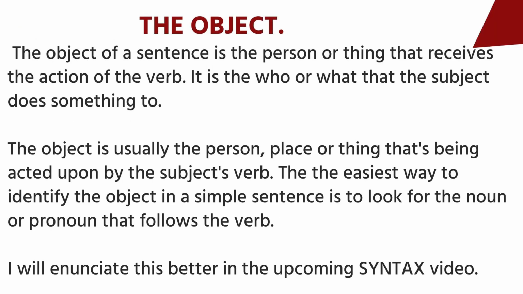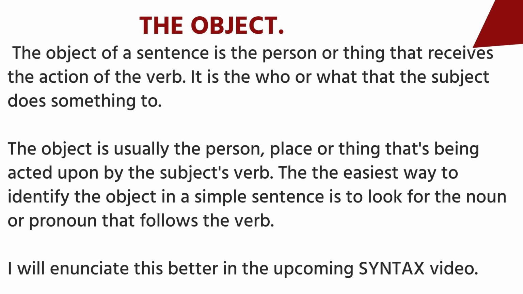Finally, for today, let's move on to the object. The object of a sentence is the person or thing that receives the action of the subject. There is a mistake there. It is the person or thing that receives the action of the subject, not the verb. The action is the verb. It is the who or what the subject does something to, the receiver of the action of the subject.